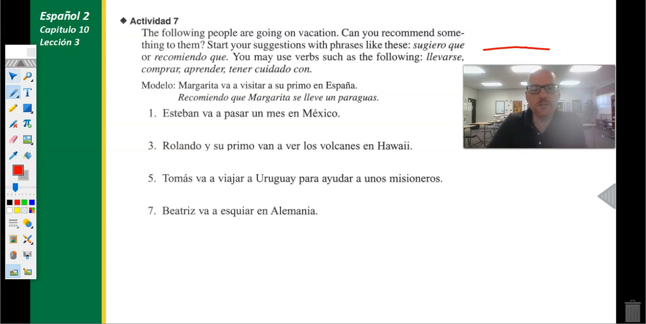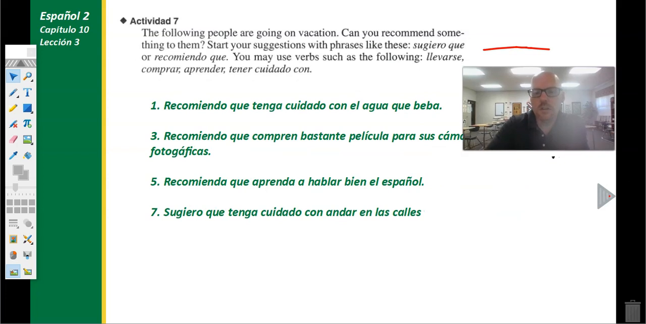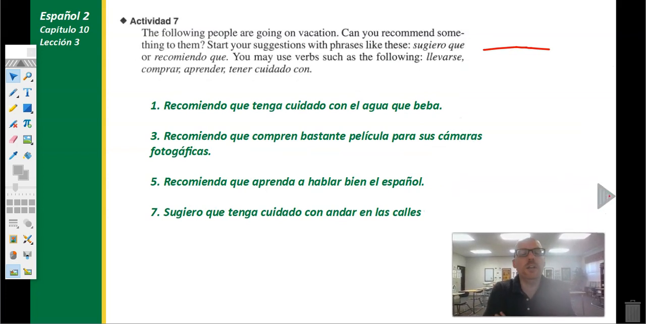All right, so let's check your answers here for número 1, 3, 5, y 7. Hope that wasn't too hard for you. Número 1, recomiendo que tenga cuidado con el agua que beba. I recommend that you have caution with the water that you drink. Número 3, recomiendo que compren bastante película para sus cámaras fotográficas. I recommend that you buy sufficient film for your cameras that take film.